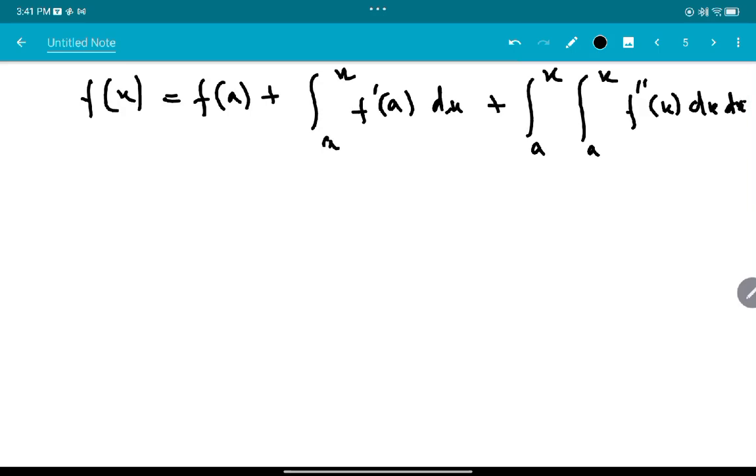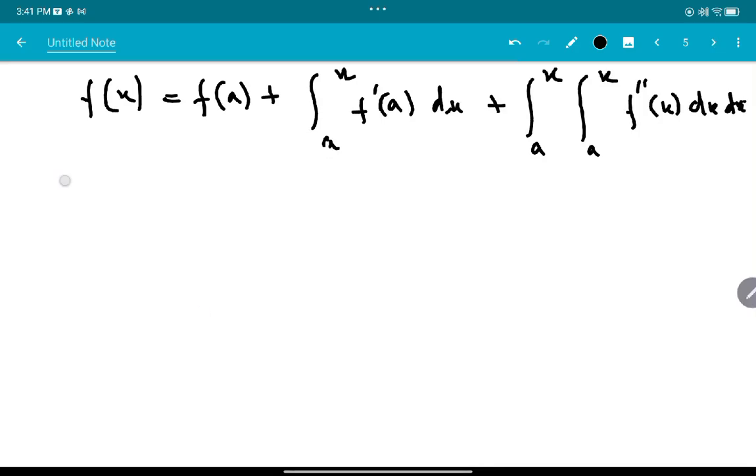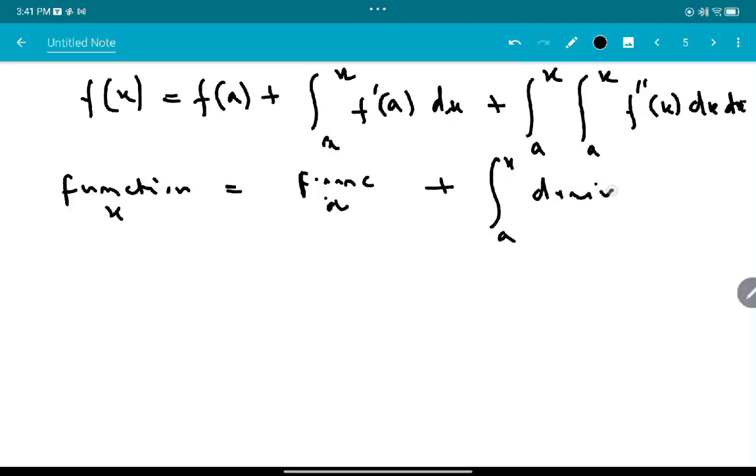As we know from our previous page, the function at x is equal to the function at a plus the integral of the derivative of the function into dx. So I write it here: function at x is equal to function at a plus integral a to x of the derivative of the function into dx. Use this fundamental theorem of calculus for the value of f''(x), so you put f''(x) here.